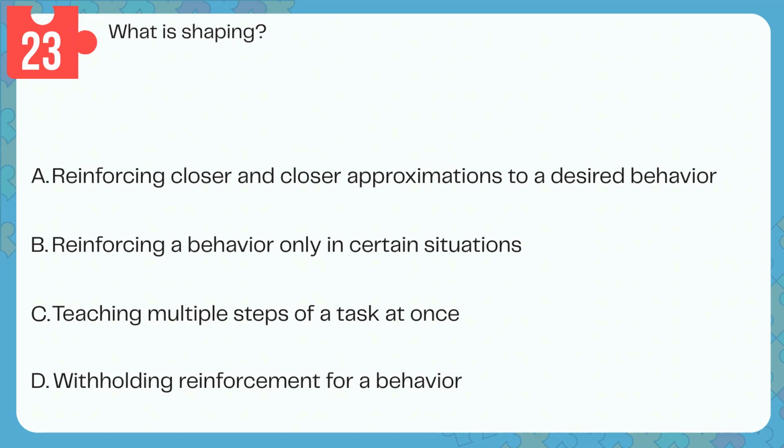Question 23. What is shaping? A. Reinforcing closer and closer approximations to a desired behavior. B. Reinforcing a behavior only in certain situations. C. Teaching multiple steps of a task at once. D. Withholding reinforcement for a behavior.